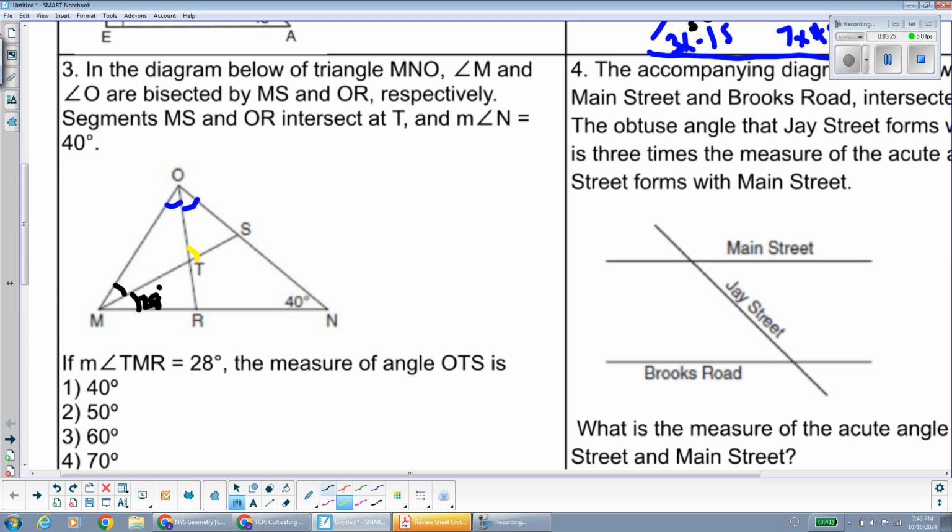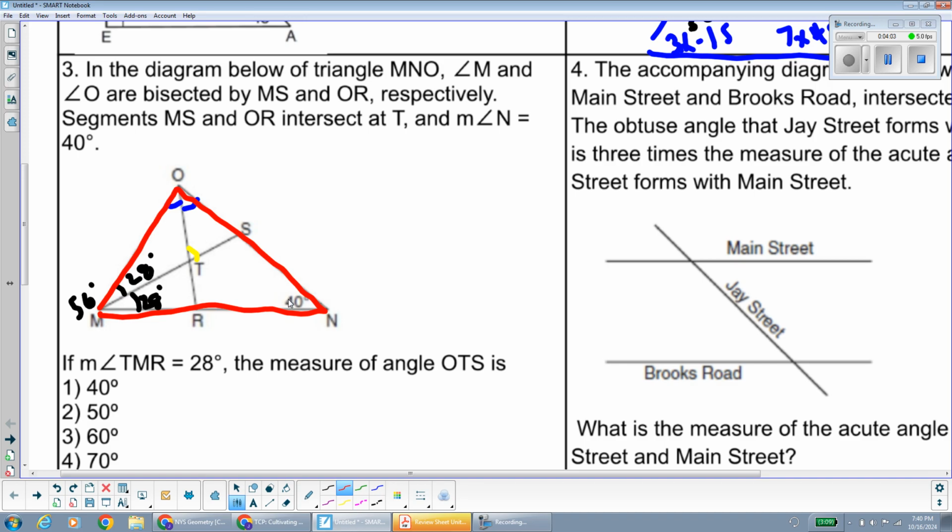So we're looking for the measurement of OTS, this angle right over here. Since we know that we have angle bisectors, if this is 28, then the other half of that whole angle M has to be 28 as well. And that makes this whole angle M 56 degrees. If we take a look at the whole big triangle for a second, we now have two angles of this big red triangle. We have the 56-degree angle and we have the 40-degree angle.